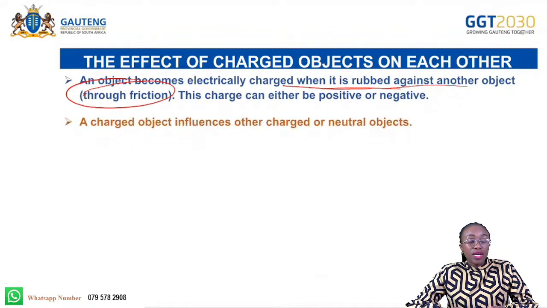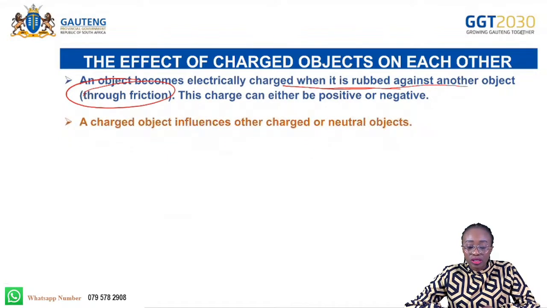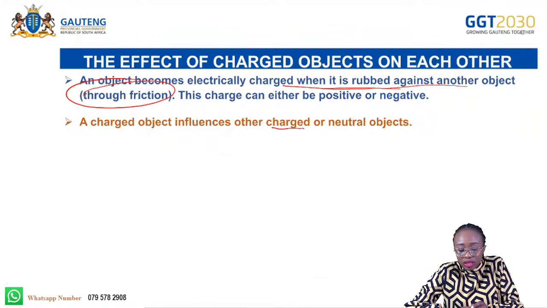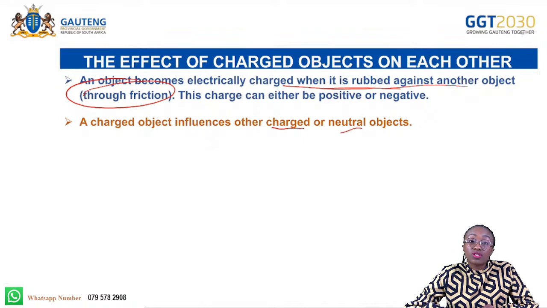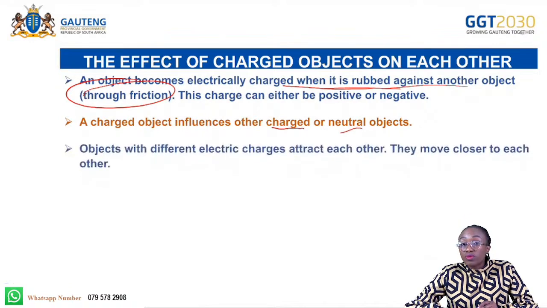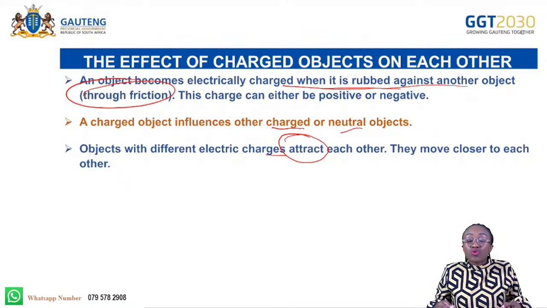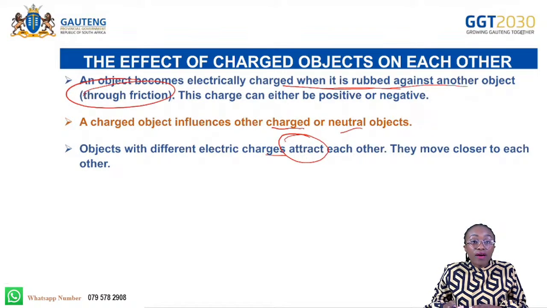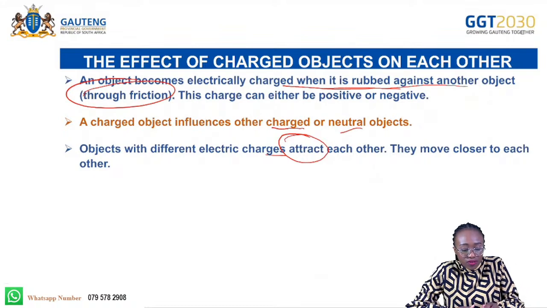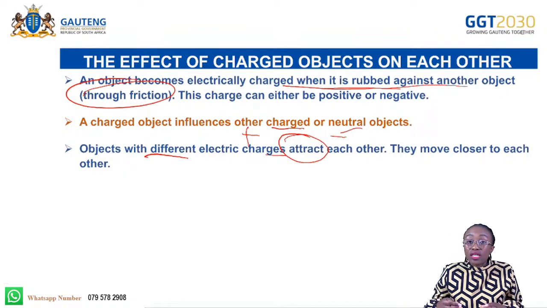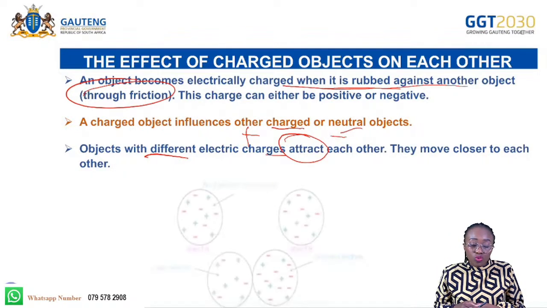Now, a charged object has the ability to influence other charged or neutral objects. So it can influence another charged object, and it can also influence neutral objects. Now, objects that have different electric charges will attract each other. So they will move towards each other if they have charges that are different. What are different charges? If one has a positive charge and the other one has a negative charge, they will move closer to each other.